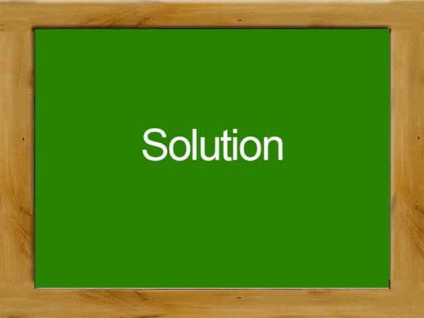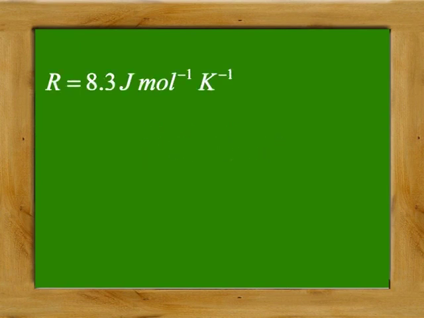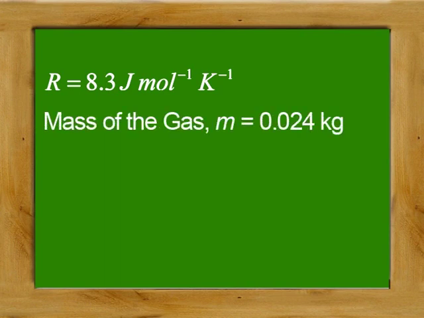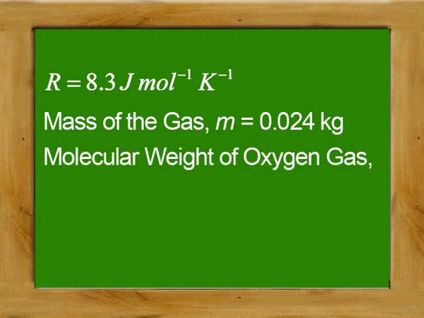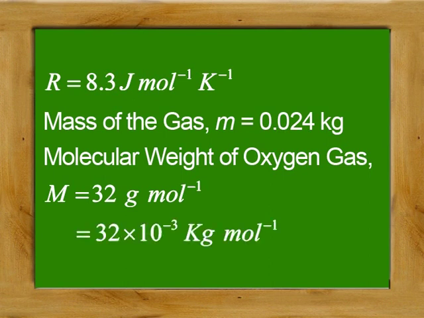Now, the solution. Here, R is equal to 8.3 joule per mole per Kelvin. Mass of the gas m is equal to 0.024 kilogram. Molecular weight of oxygen gas, capital M, is equal to 32 gram per mole, equal to 32 into 10 raised to the power minus 3 kilogram per mole.